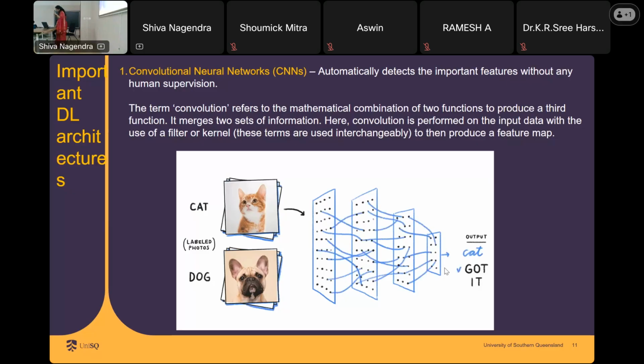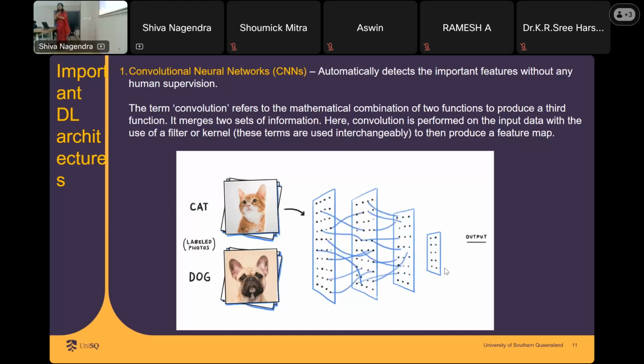So the advantage is very high accuracy. Very high accuracy in image recognition problems. When you're doing machine learning, there comes a stage when you have only visual data. You don't have numerical data. When you have visual data, these are the models to be used. They automatically detect important features, but they require human supervision. Another advantage is the weight sharing. It shares the weights depending upon the input you are providing to the model.